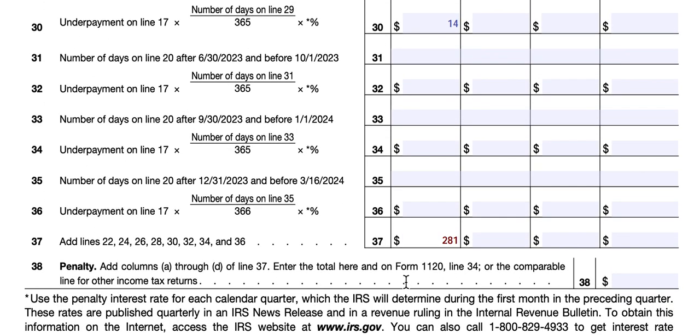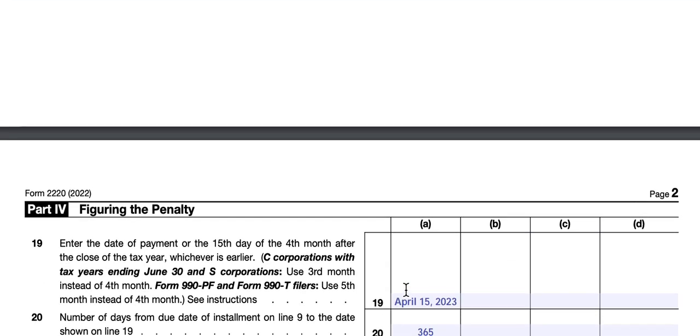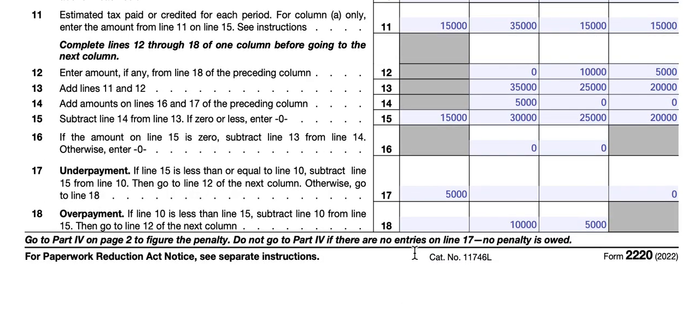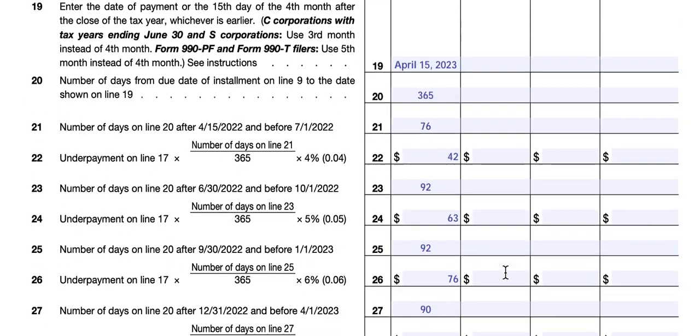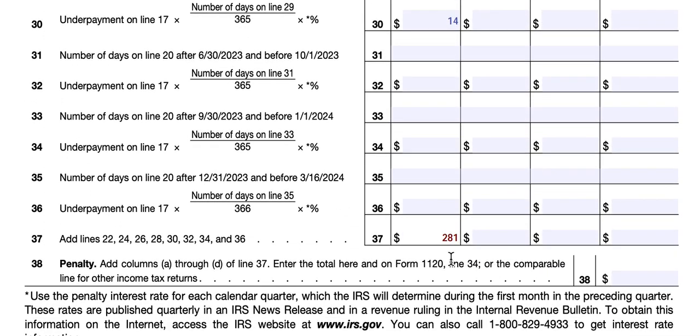Okay. Now you would do this across columns if you had late penalties, but we only had one late penalty in this one column. So we don't need to apply this to the other columns since there were no underpayments, right? That was the only underpayment. If there were additional underpayments, we would be going through this for the respective columns. In this case, we're simply going to carry over the 281 down to here. You would add this to line 34 of your IRS Form 1120 or whatever the comparable line is for your tax return. So that's all we have for this form.